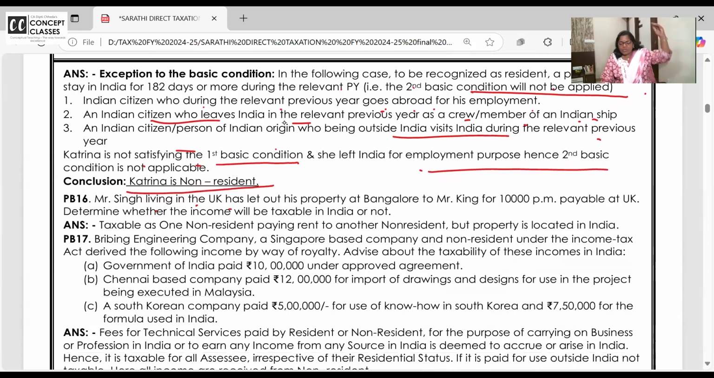Singh is living in UK. He has let out his property in Bangalore to King. Payable also in UK. Landlord UK. Tenant UK. Property in Bangalore. Very well, it will be taxable. Even if he is a non-resident, he is getting rental income, from where? Bangalore.